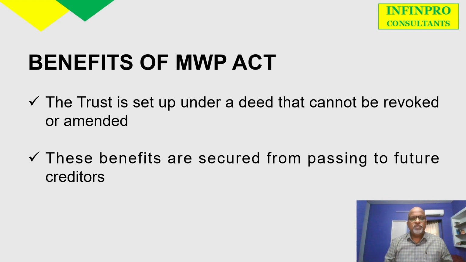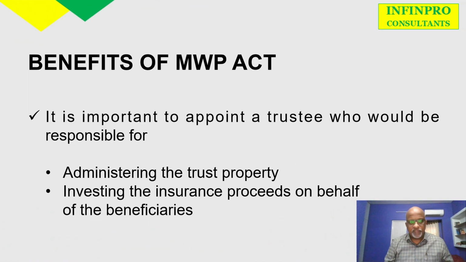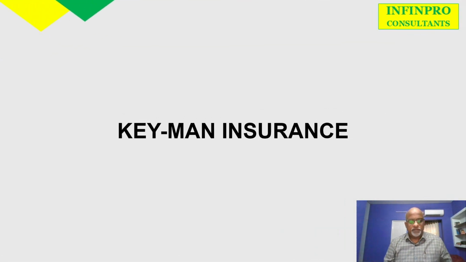These benefits are secured from passing to future creditors. Any creditor cannot claim the benefits of a policy attached under the MWP Act. Rather, it will go only to the trustees under the MWP Act, who are the wife and children, right? Administering the trust property and investing the insurance proceeds on behalf of the beneficiaries is the role of a trustee, and the policy holder has to appoint a trustee. So the MWP Act is a different kind of life insurance application, benefiting the wife and children of a policy holder.